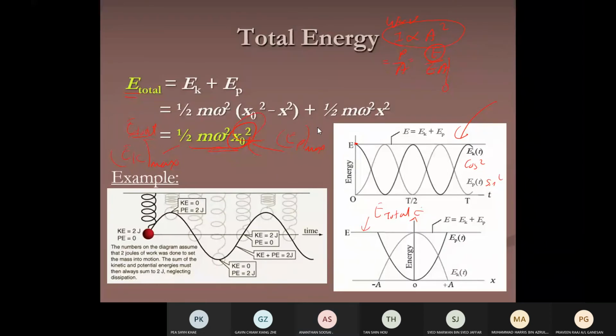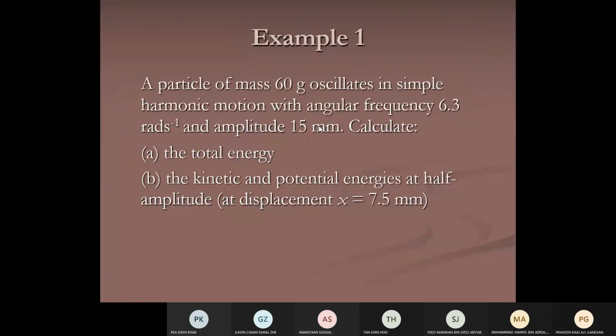E total is proportional to amplitude squared. Any questions, guys, from here? Okay. One question. Come on, give it a try. Try to figure out how to go about it. One minute for you. Give me the answer for this. Of course, the next slide is the answer, but try to figure it out before we check the next slide.